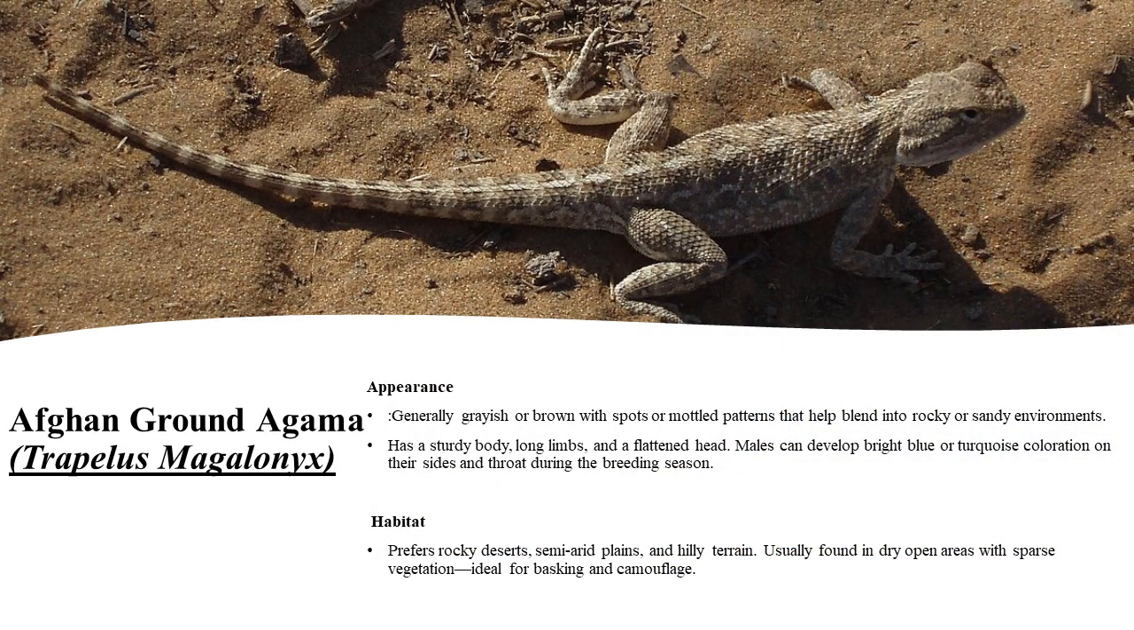Reptile orders found in Cholistan desert. Two main orders containing different species are found in Cholistan: Squamata, lizards and snakes, and Testudines, turtles and tortoises.